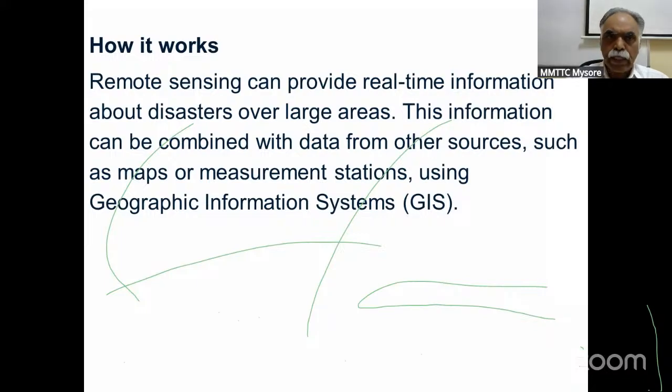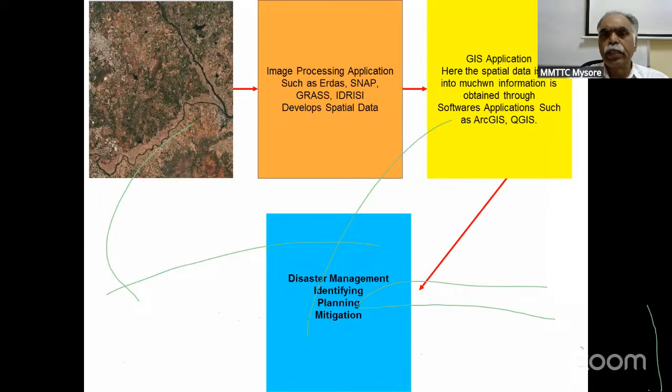So in brief, I can say that the remote sensing application itself is not the ultimate way to provide a good solution to the disaster, but it also requires another application, that is the geographical information system, through which we are able to get a very good output. Let me go to the next slide. So here in this slide, you can see there are four aspects. The first one is the remote sensing information data.